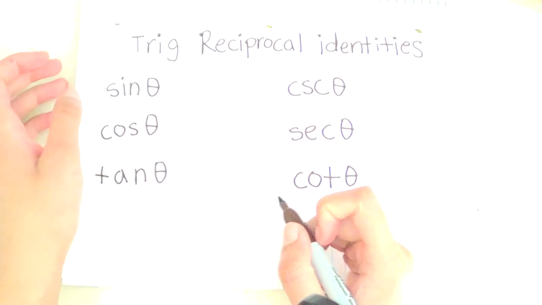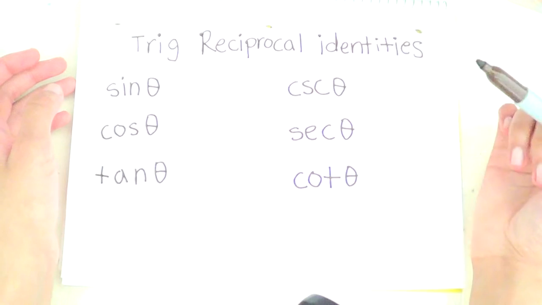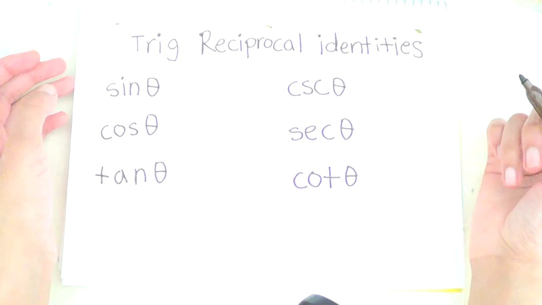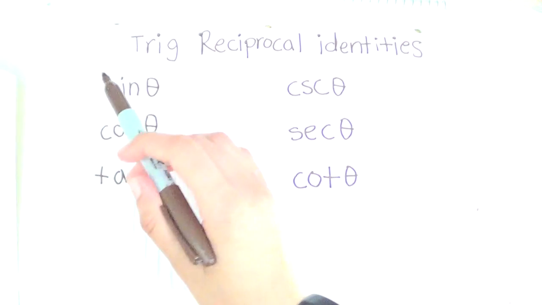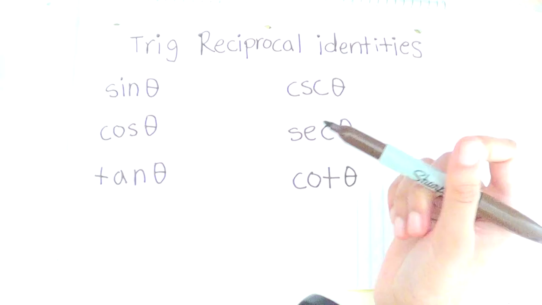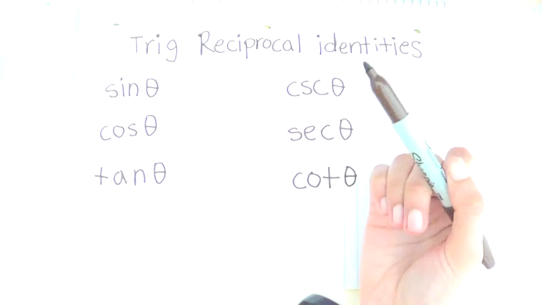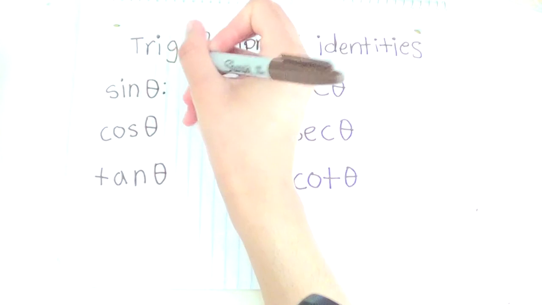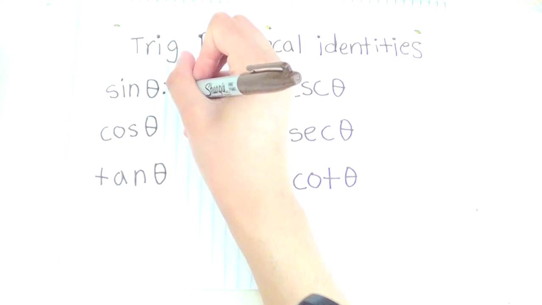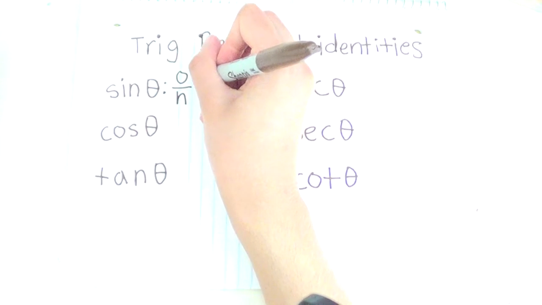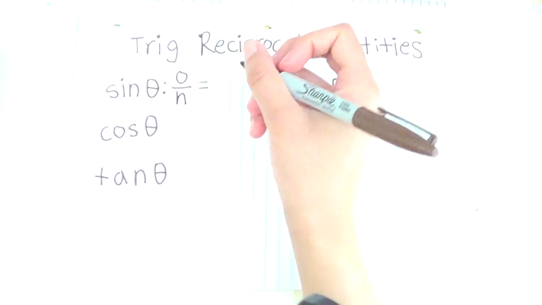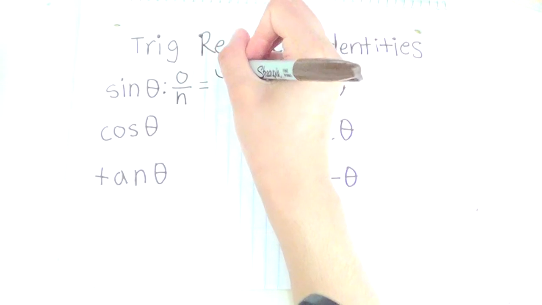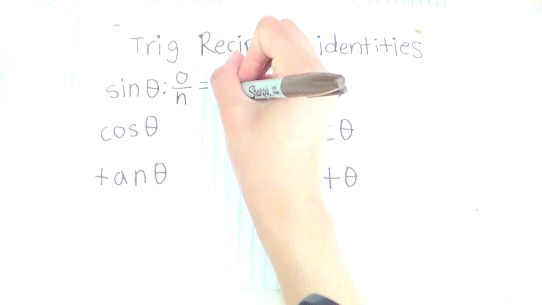So in this video, I'm going to be teaching you about trig reciprocal identities. First we're going to go over the basic trig functions. So sine theta equals opposite over hypotenuse, and in a circle it equals the y value over the radius.